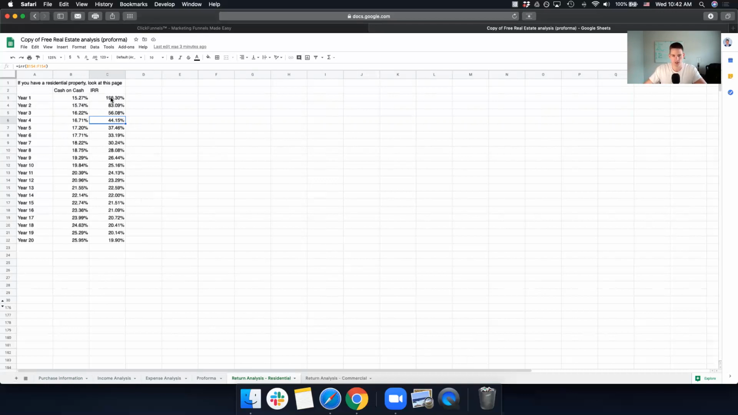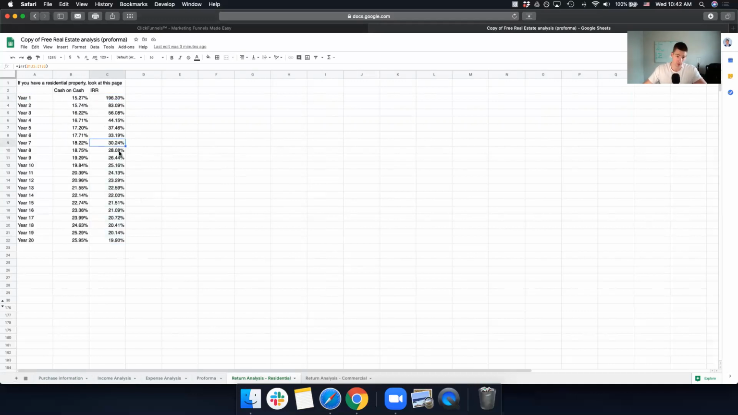Another thing it's going to do is it's going to tell you at what point do your returns start to diminish and flatten out. As you can see, there's a pretty significant decline in IRR from year 1 to year 7, right? It goes from almost 200% a year to 30% a year. So it's something to consider.